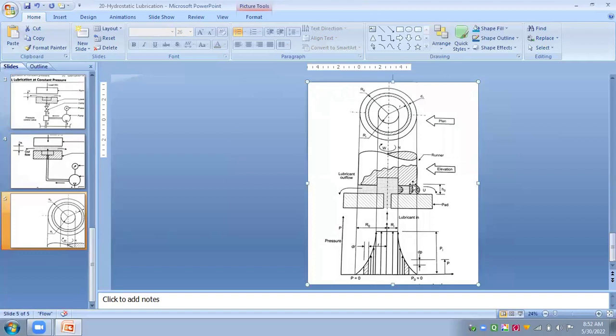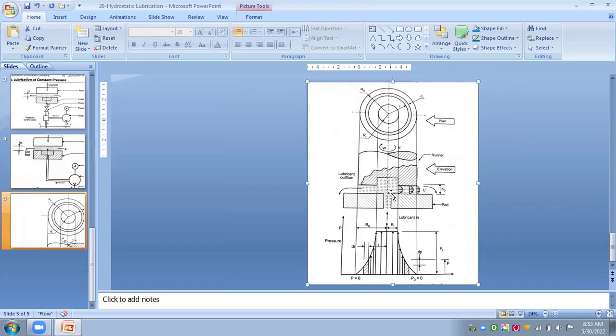In this pressure distribution analysis, for deriving an equation for the total load carrying capacity, we make some assumptions. The first one is that the recess depth is large enough for the pressure in it to be fairly uniform. For pressure development, the bearing should have low rotational velocity and its effect is neglected. And the flow can be considered laminar across the land of the pad. So the flow must be laminar.